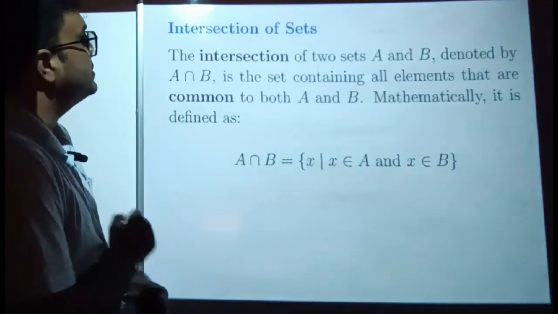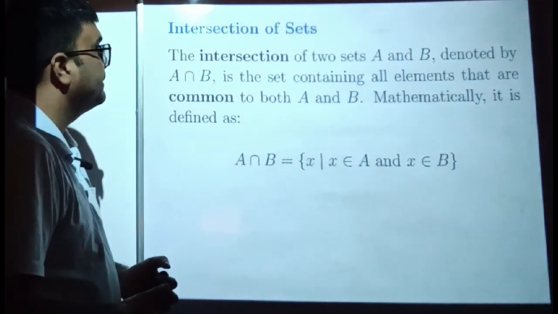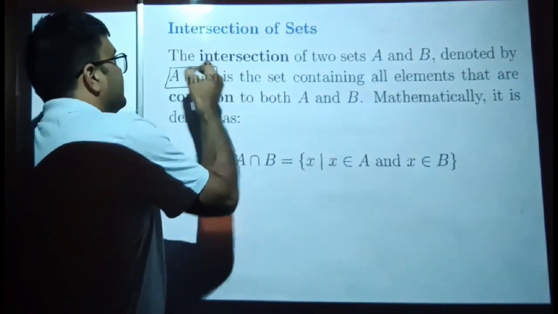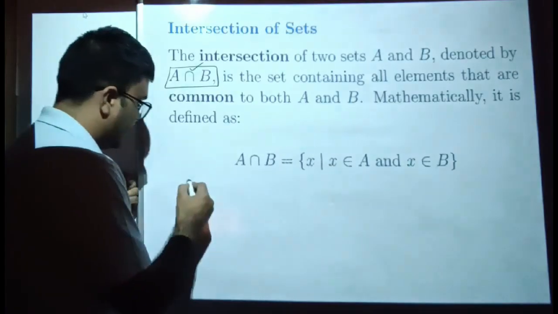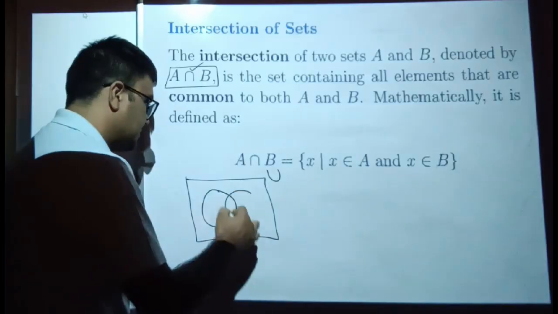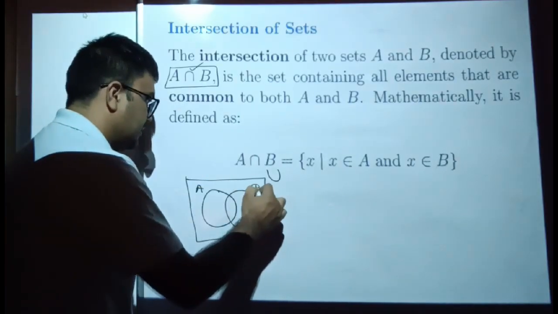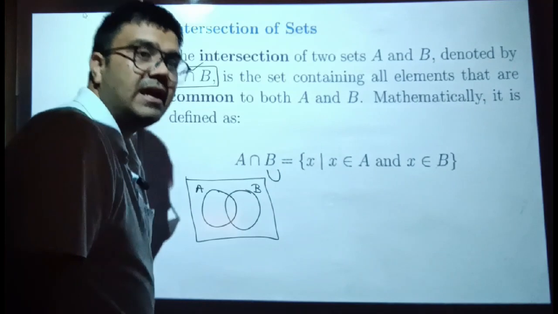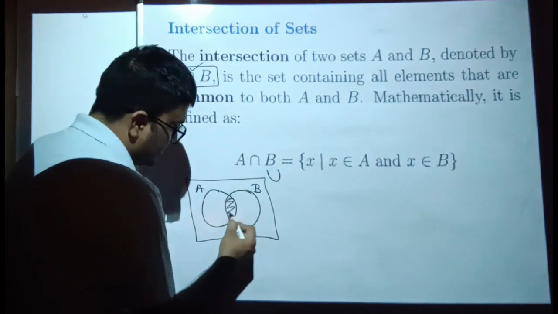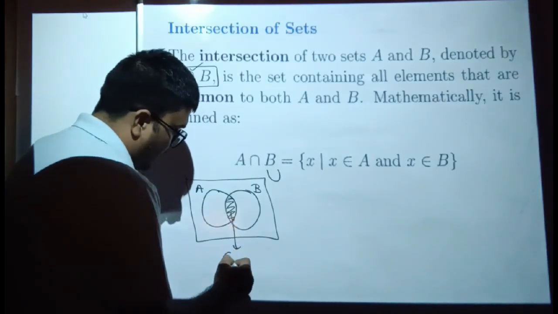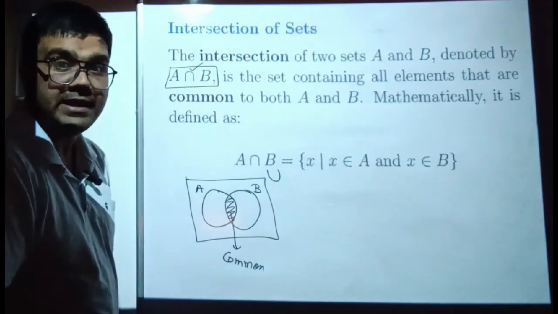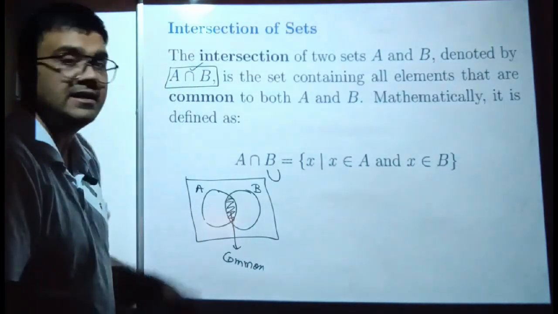So when we are talking about two sets A and B, intersection is denoted by this symbol. This is the universal set. We are talking about two sets A and B. This is the set A, this is the set B. And when we are talking about the intersection of these two sets, we are talking about this region, that is the common region between A and B, or the points which belong to both A and B.